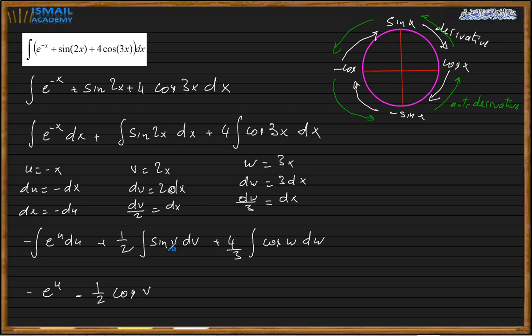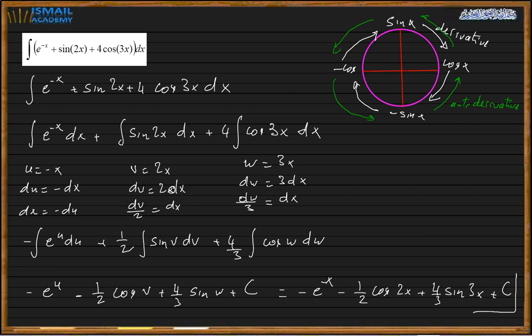So the antiderivative of sine is negative cosine, and here is going to be 4 third. The antiderivative of cosine is sine, so it's going to be sine of w plus c. Now I substitute back everything, so it's going to be minus e to the minus x minus half cosine of 2x plus 4 third sine of 3x plus c, and this will be your answer.